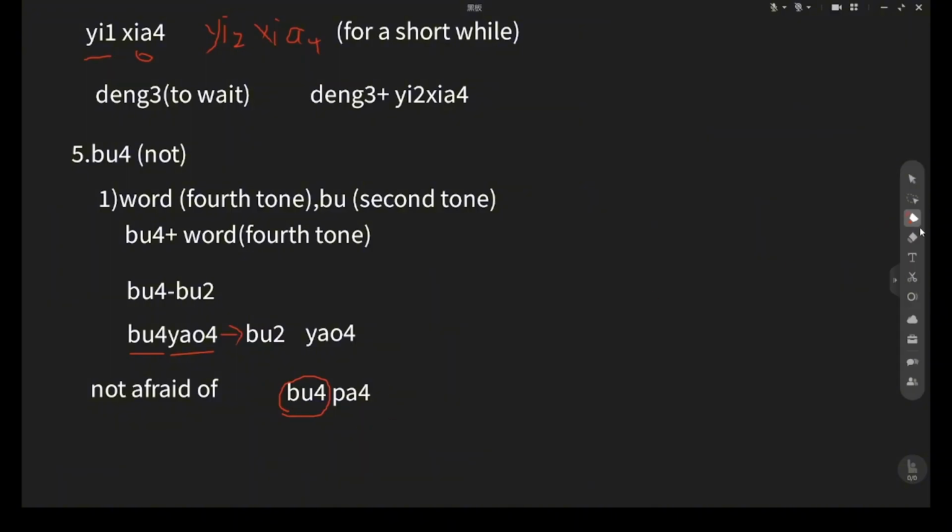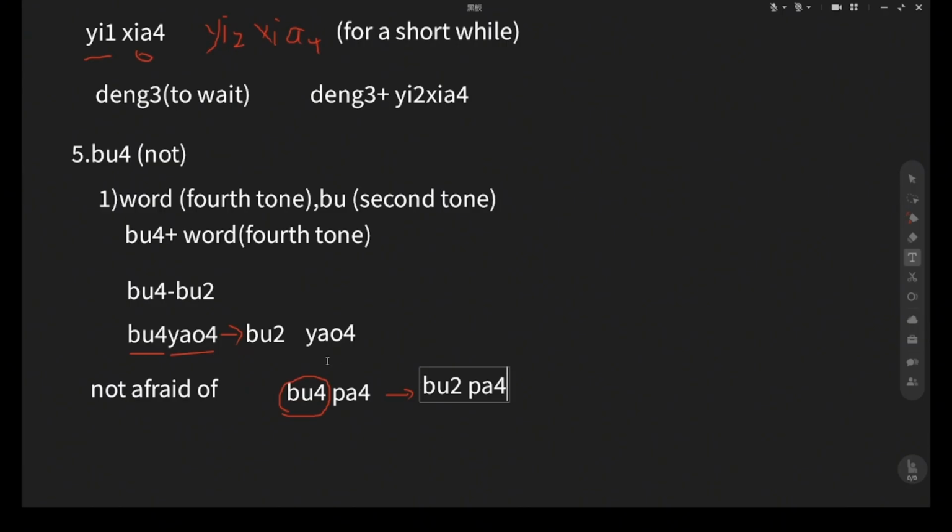Read it as second tone, right? 不怕, right? For the first class, I didn't correct you, right? I think it's too much for you in the first class, so I didn't correct you. Now you know the correct tone, right? So this change is not only for the spoken way, also for the writing way, okay?